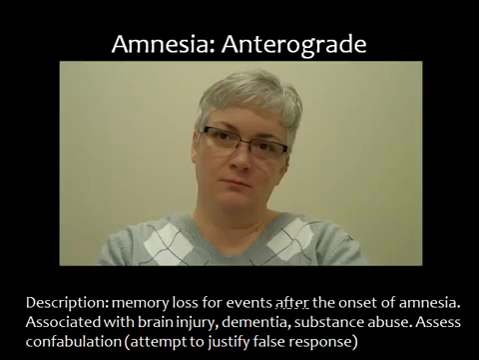And confabulation is defined as an attempt to justify a false response, meaning if a person gives incorrect information, they may attempt to defend that information as being correct when it is in fact false if the interviewer prompts further or prods further. Let's watch an example.